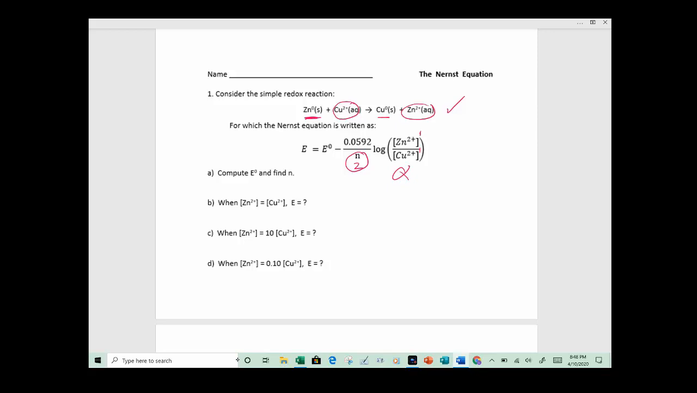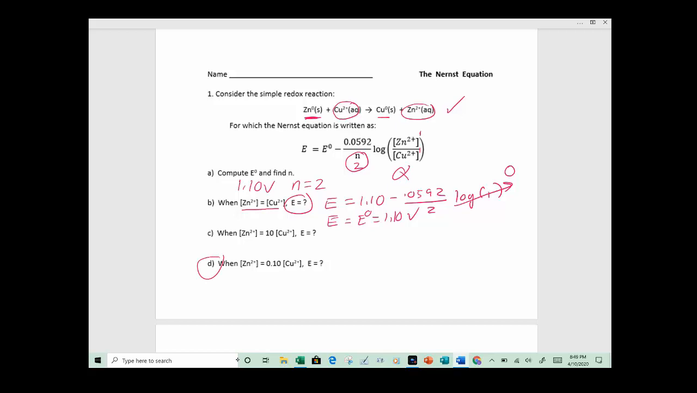We already calculated what E0 was earlier, 1.10 volts, and we found that n was equal to 2. Let's calculate the cell potential when the zinc and copper ion concentrations are the same. We get, when the concentrations are the same, they cancel out. Log of 1 is 0. The second term drops out. E is equal to E0, close to 1.10 volts.